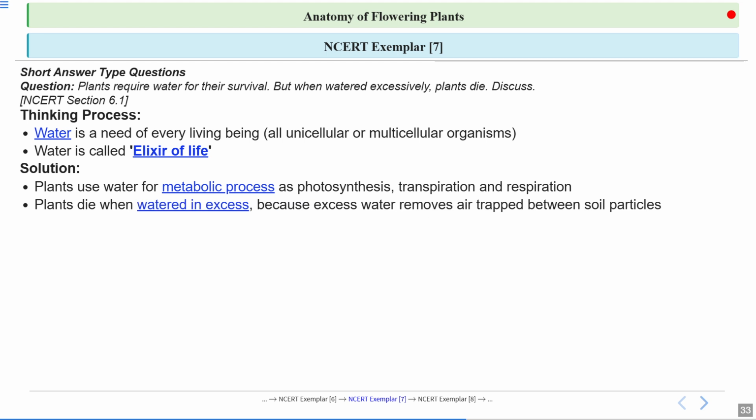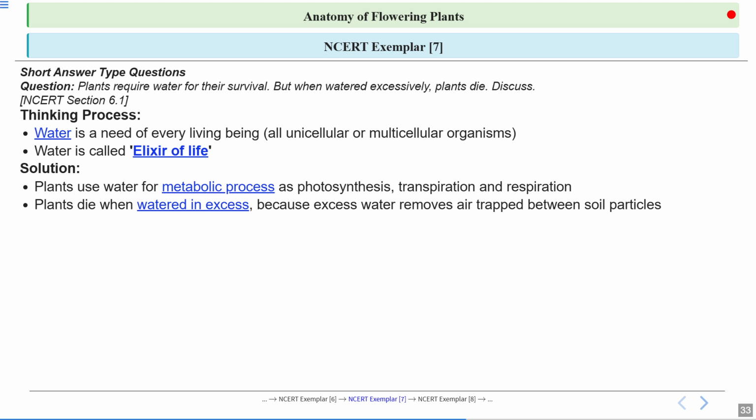So plants die when water is in excess, because excess water removes the air trapped between the soil particles. The plant requires air also. Yes, the plant requires air also. So you say that air is present in the outer atmosphere, so the shoot part can take it. But what about the root part?